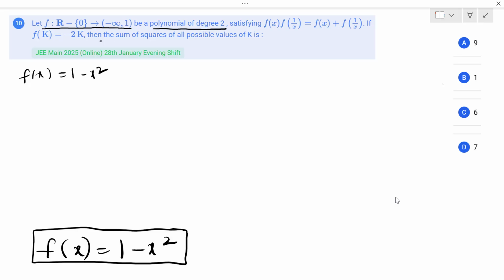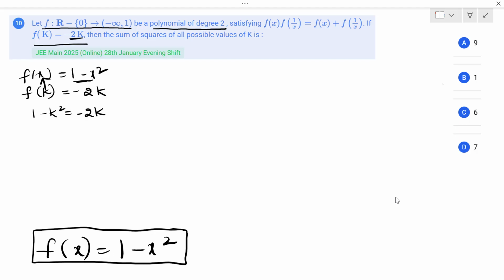Now what is the question? He is saying that f of k is equal to minus 2k. Then the sum of the squares of all possible values of k. Now it's a cakewalk. If f of x is 1 minus x square, what is f of k? He has given f of k as minus 2k. But what is f of k? If you put x equal to k here, 1 minus k square. So 1 minus k square is equal to minus 2k.